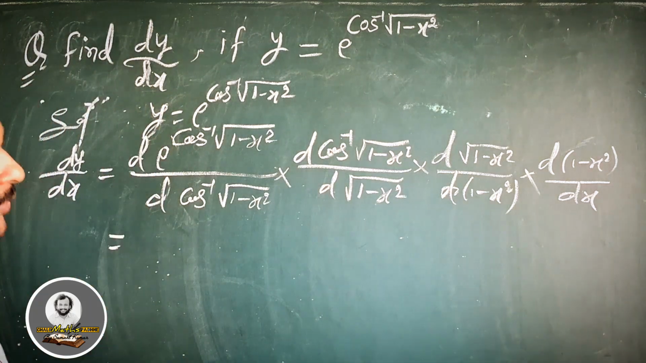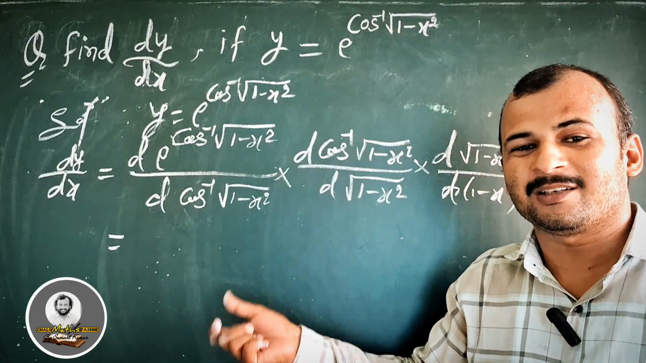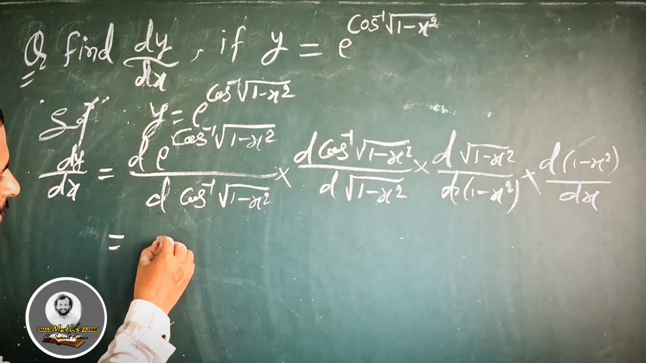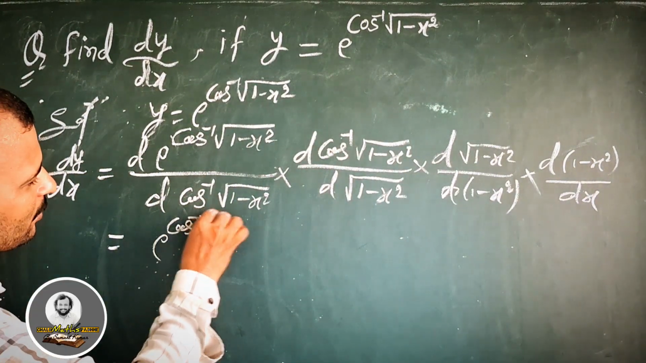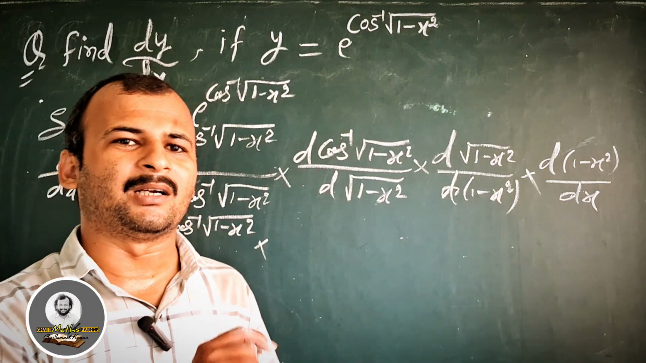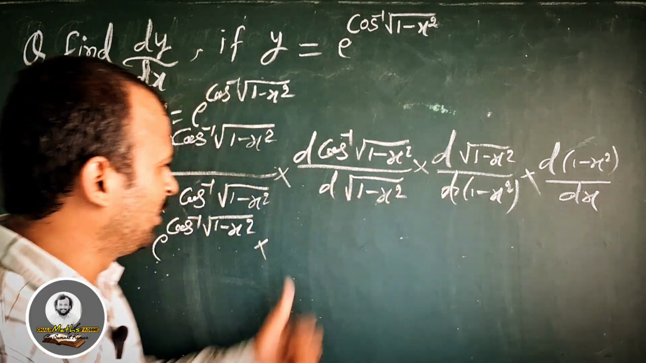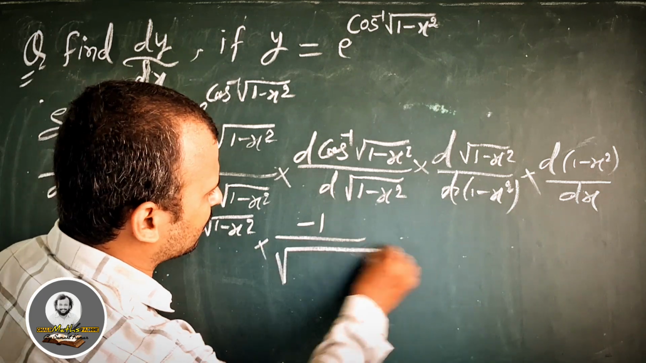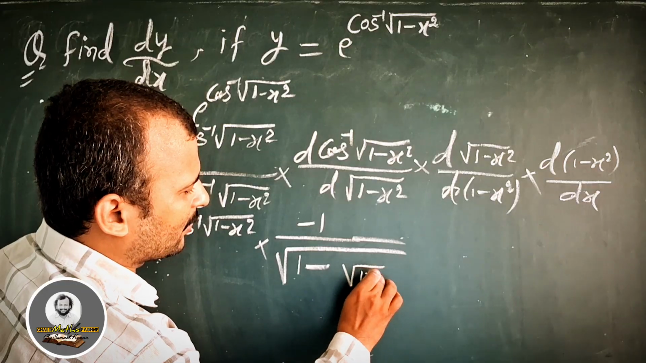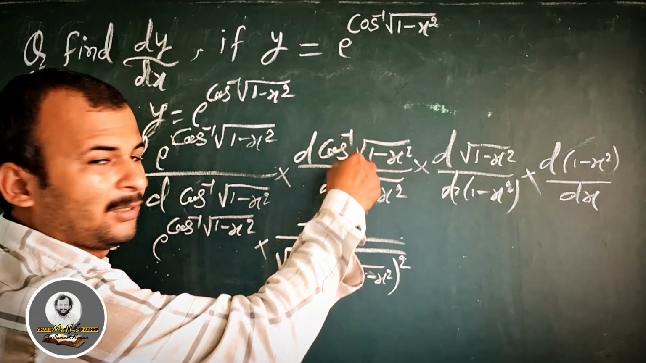Yes, we know that the derivative of e to the power x with respect to x is e to the power x, meaning the function does not change, right? Therefore its derivative will be the same function, e to the power cos inverse under root 1 minus x square, into the derivative of cos inverse x, which is minus 1 by under root 1 minus x square. But here we have under root 1 minus x square in place of x, so we write minus 1 by under root 1 minus (under root 1 minus x square) whole square, because we have this in place of x.